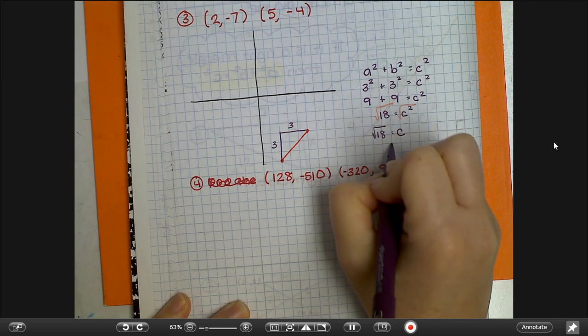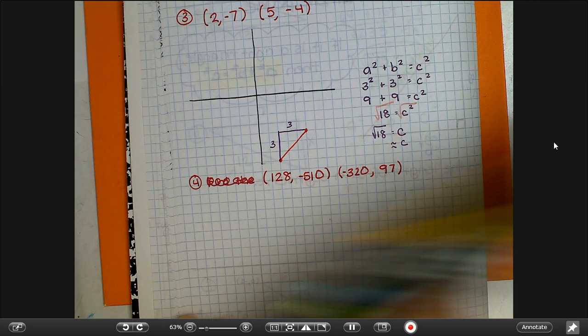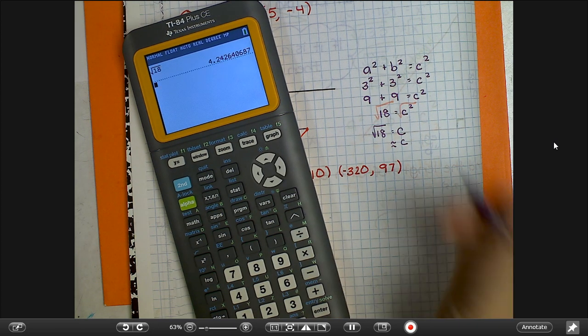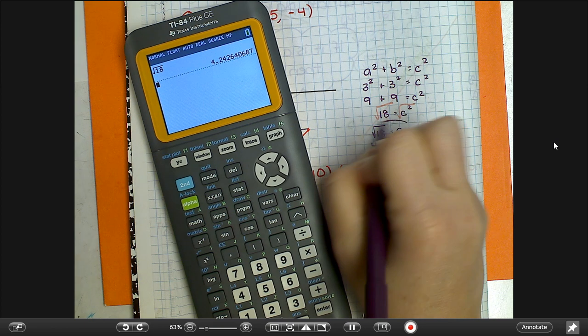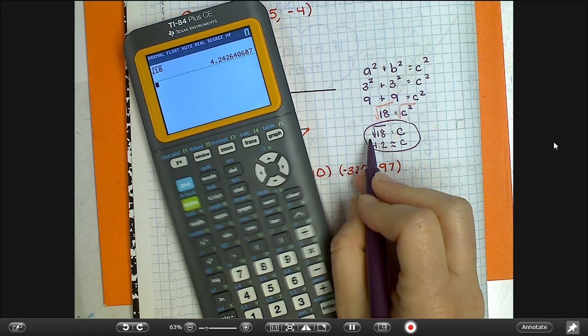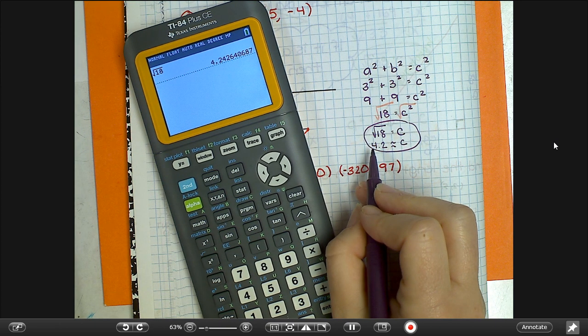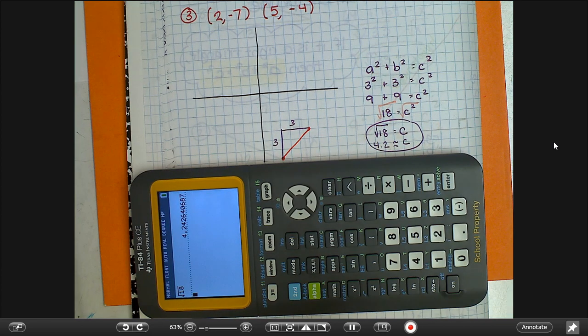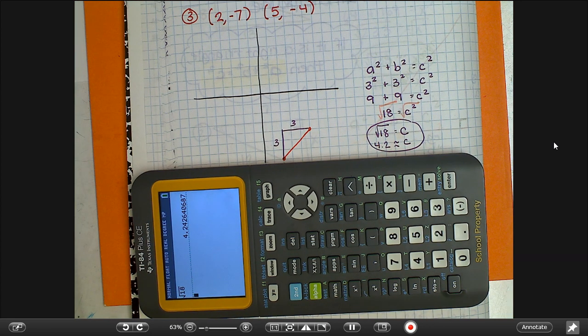And that's also approximately equal, if we use our calculator, to 4.2. So this is in radical form. This is in decimal form. All right, I would like you to work on the problem that I would give you and then enter your answer and come back.